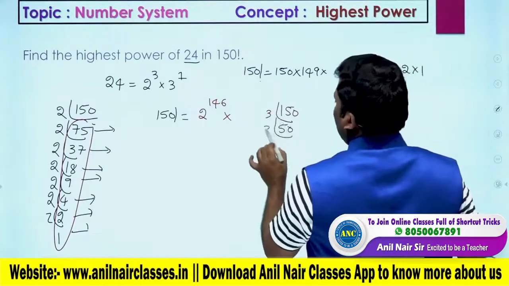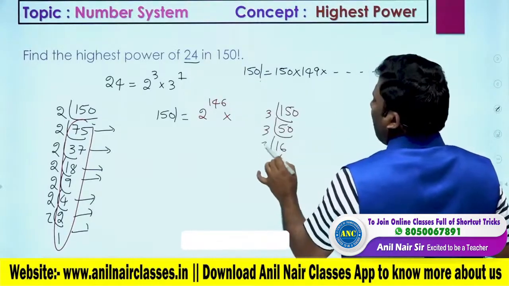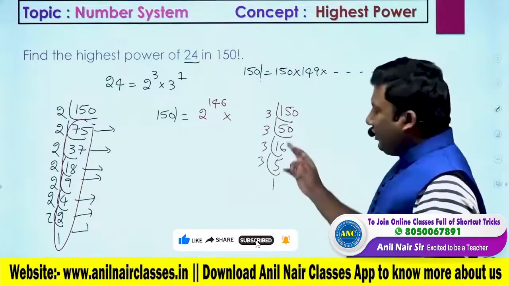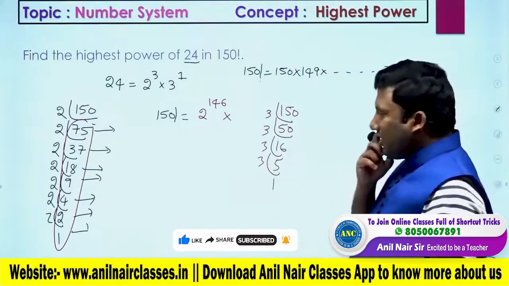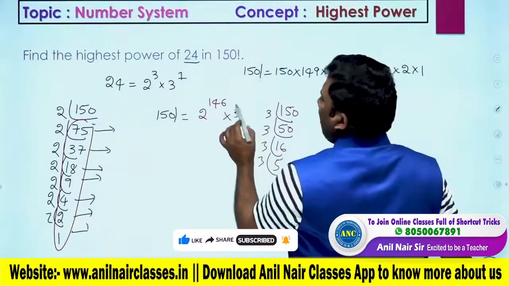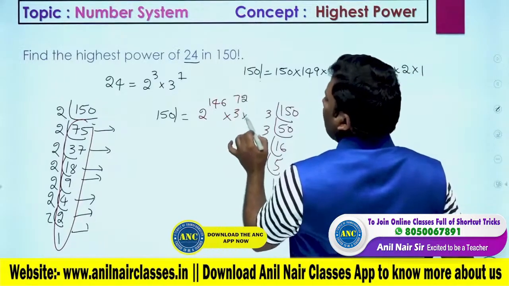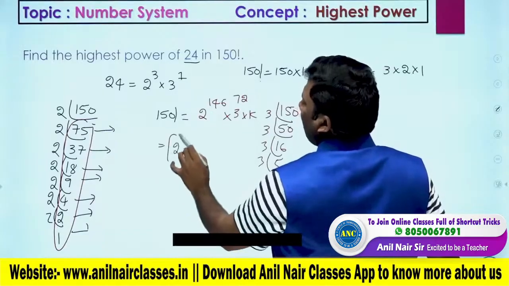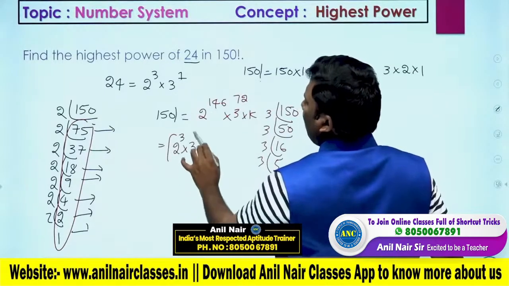3 50s are 150, 3 16s are 48, 3 5s are 15, and 3 1s are 3. 50, 16, 66, 71, 72. So it is 3 power 72 into k. We require 24. 24 can be written as 2 cube into 3.